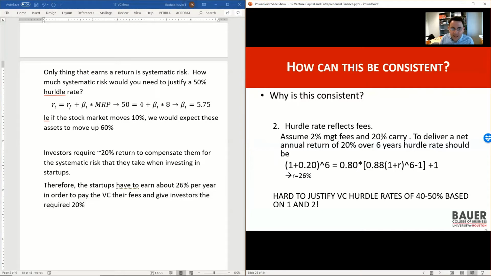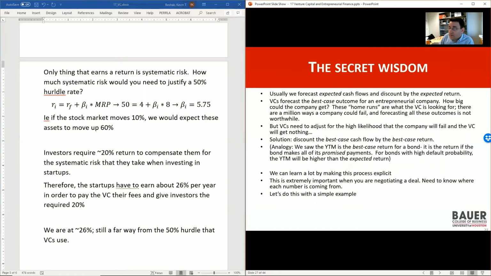The highest discount rate we can get for startups is like 26%. So we're still a far way off from the 50% that VCs actually use. How can we put this to bed? How can we solve the puzzle?